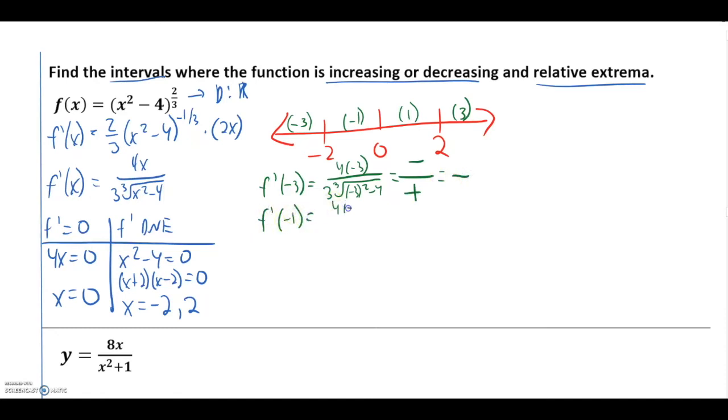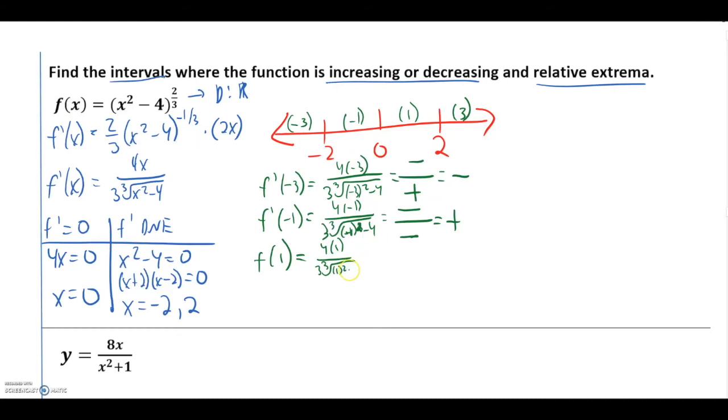Working with negative 1. Again, you put in as much writing, as much work as you need to get your final result. But I know we're going to have a negative number up top. This negative 1 squared minus 4 is going to be a negative. Cube root of a negative stays negative. Overall, negative divided by a negative is a positive. And it sounds quick, but those are the types of quick decisions we need to be able to make.